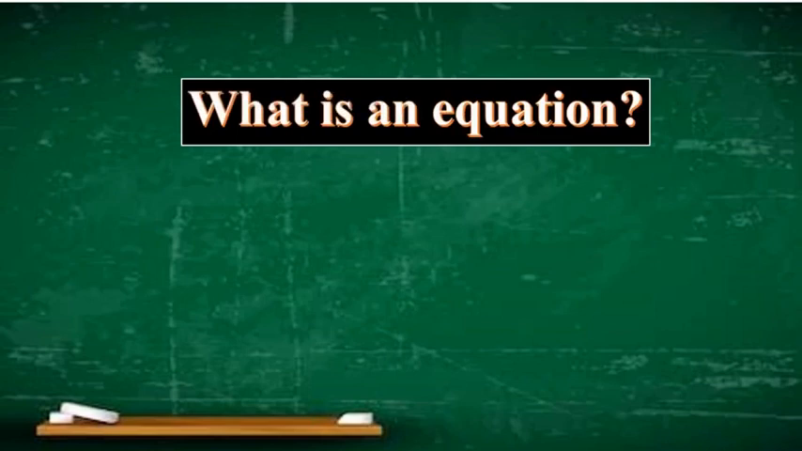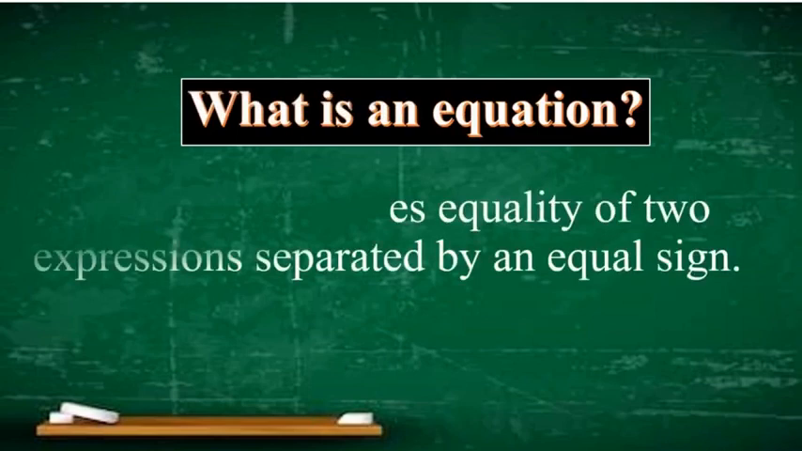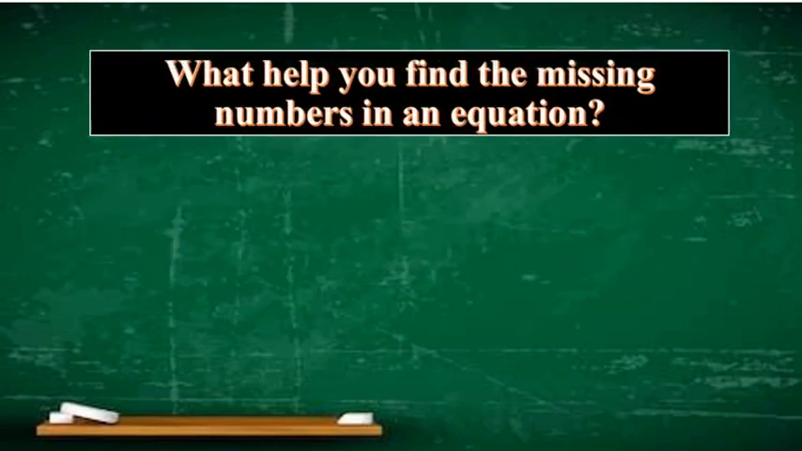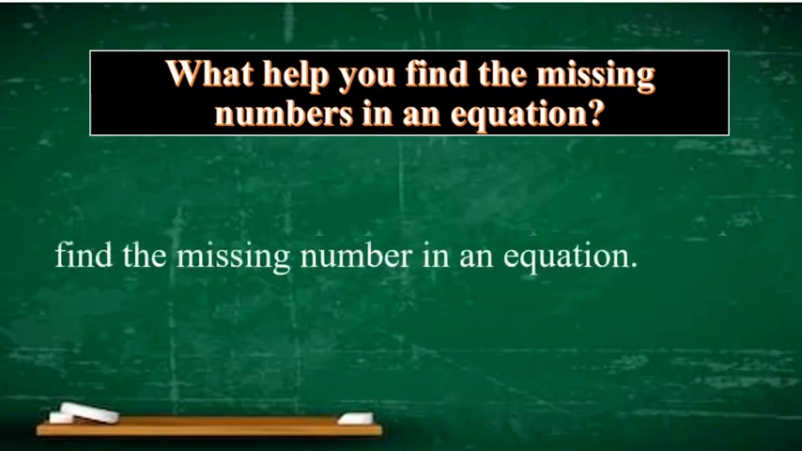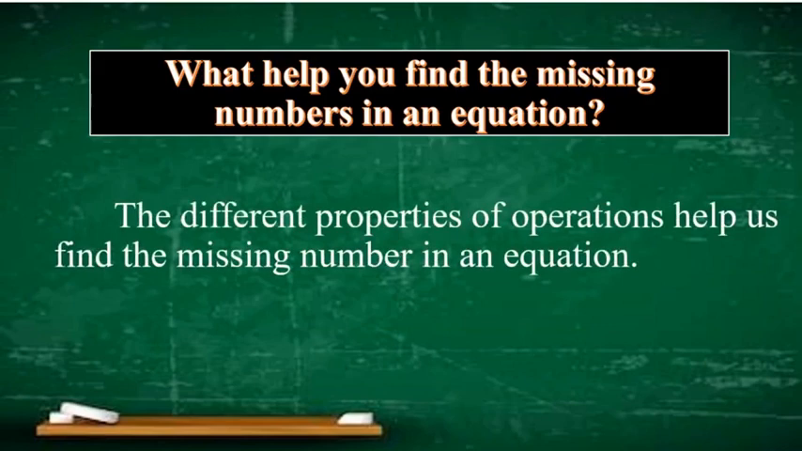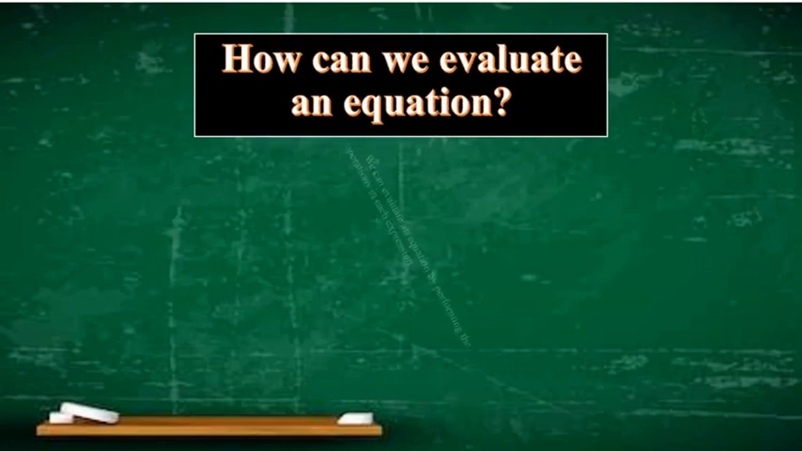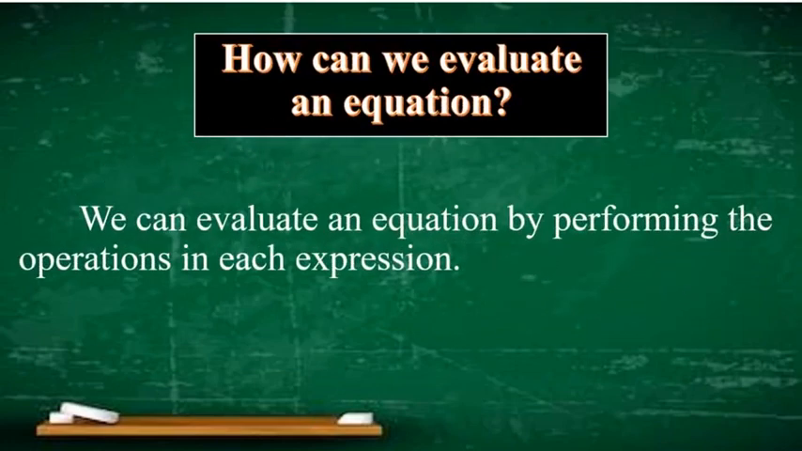What are the things to be remembered in finding the missing numbers in an equation? What is an equation? An equation states equality of two expressions separated by an equal sign. What helps you find the missing numbers in an equation? The different properties of operations help us find the missing number in an equation. How can we evaluate an equation? We can evaluate an equation by performing the operations in its expression.